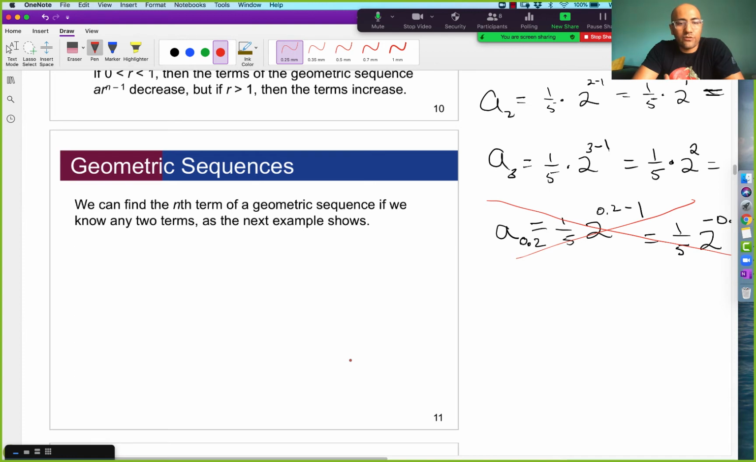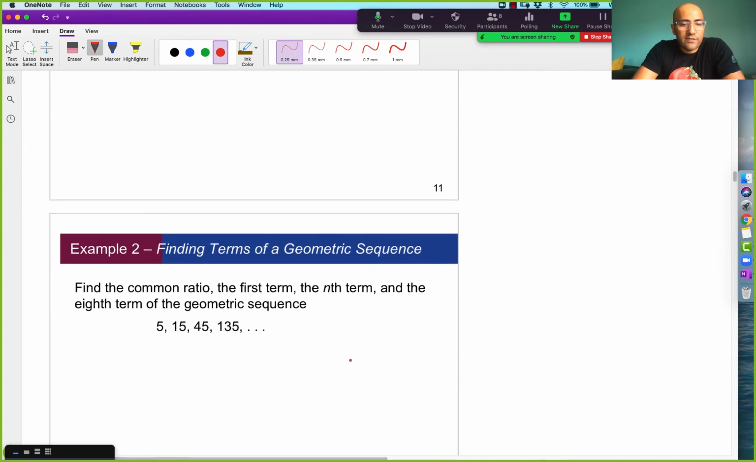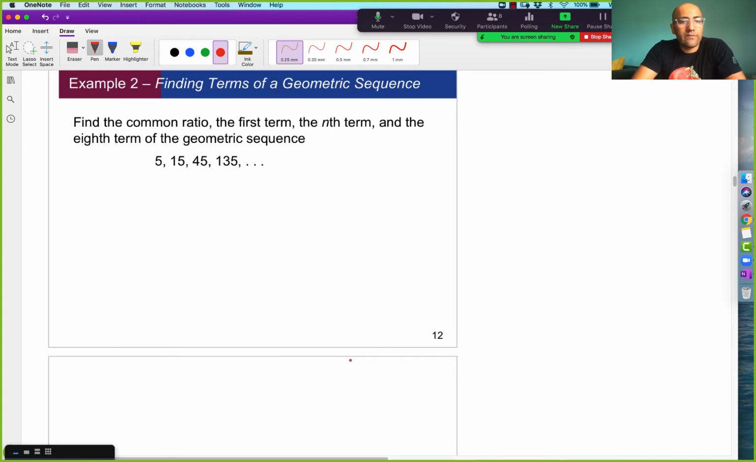as the next example shows. Let's say, for example, we're given this one. Find the common ratio, the first term, the nth term, and the eighth term of the geometric sequence. This one is super easy. It's a good one to practice on, but I would not give you something like this on the next test. It's just way too easy, because obviously, here is a.